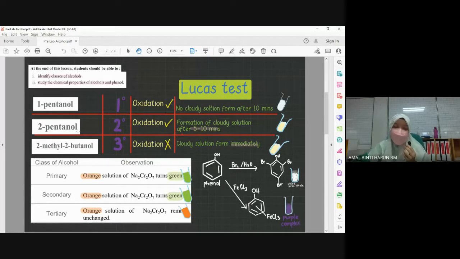Okay, we have few tests to distinguish the classes of alcohol, namely Lucas test, and the other one is oxidation test. Actually, Lucas test is also a type of oxidation. Tak payahlah tahu. You just tahu kita test classes of alcohol menggunakan Lucas test dan juga oxidation. Okay. Pertama sekali kita nak tengok Lucas test.